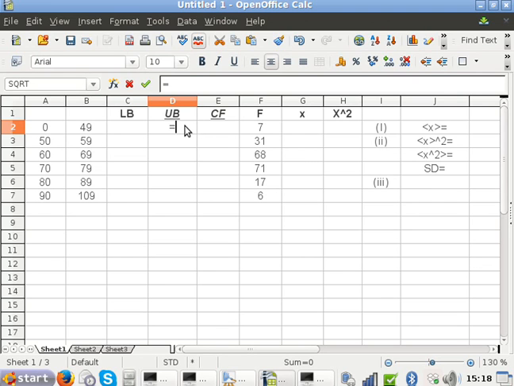What's the upper boundary here? 49.5. And here the next one? Yeah. And so on. Now, the lower boundary would be this. What would it be? Well, yeah, it would have to be the upper boundary, the previous one. So 89.